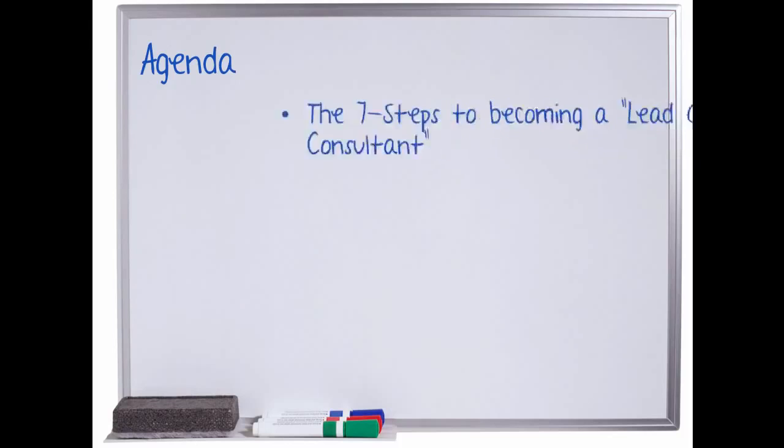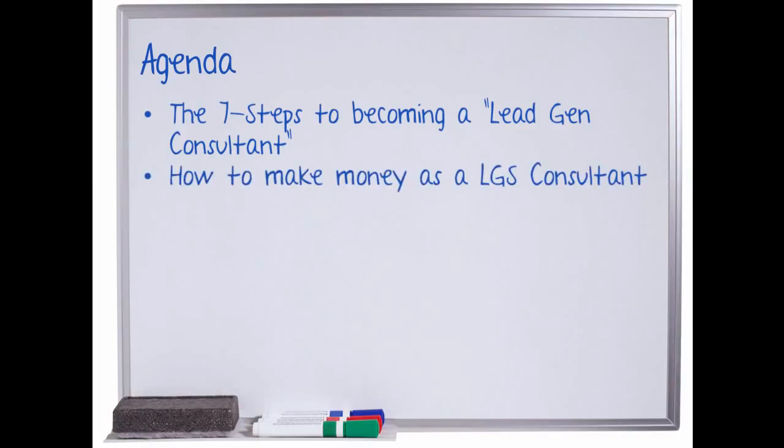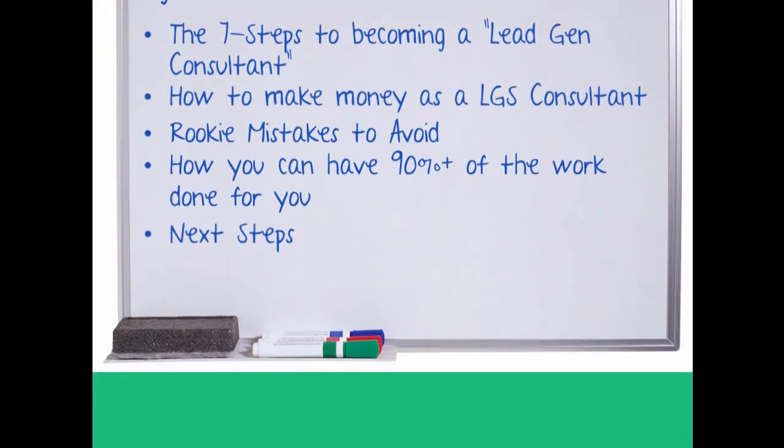The few things that we're going to cover real quick are the 7 simple steps to becoming a lead gen consultant, of course, and also how to make money as a lead gen consultant. We're also going to talk about rookie mistakes to avoid, because beginners, and even experienced marketing consultants that are beginning their lead gen consulting practice, make a few mistakes, and we want to bring those to the forefront so you can hopefully avoid them. And then we're also going to talk about how you can have 90% of the work already done for you so you can get started really quickly, and whatever next steps there might be for you if this is something that you find interesting.